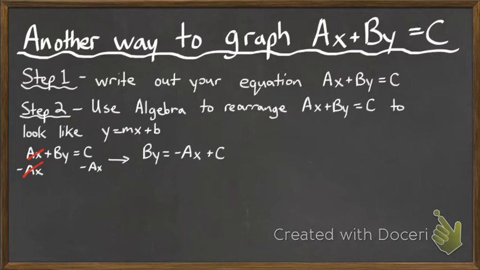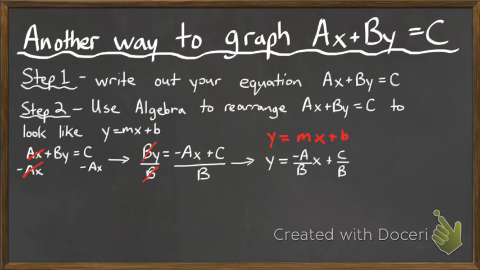Alright, now we need to isolate the y on the by term. So I need to divide everything by b. So divide everything on the left side and everything on the right side by b. So on the left side, my b's divide each other out, so we're left with y. So we can rewrite this as y equals negative a over b times x plus c over b.